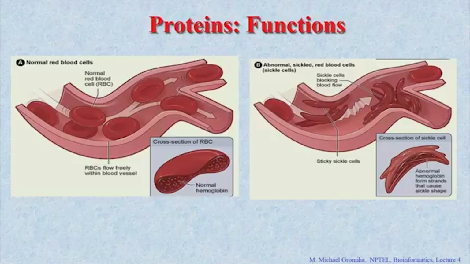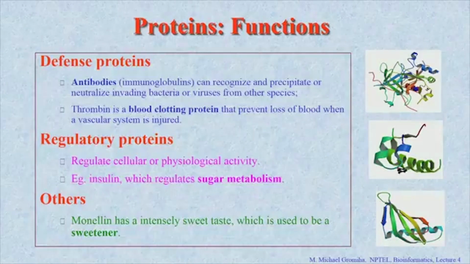This is a disease mainly found in many people in Africa, right. So this protein is very important for the carrier of oxygen, right.